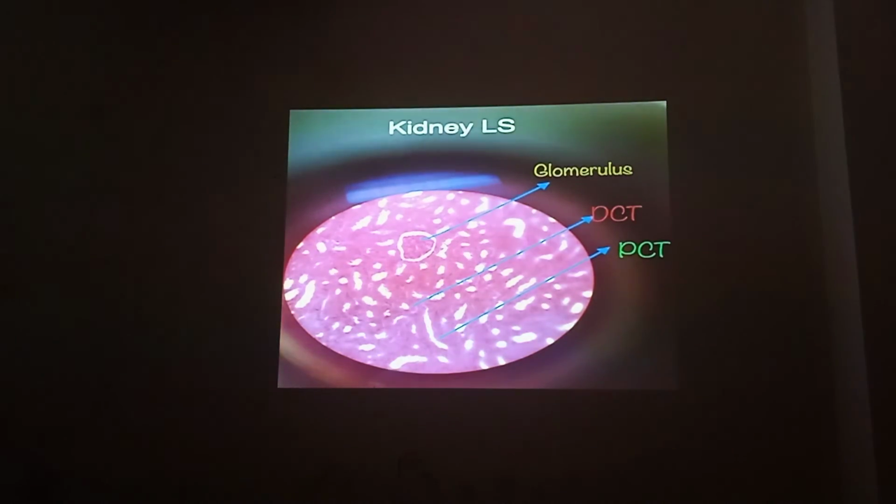Another slide of Vein's Pavapuri. This is glomerulus. Here is PCT. Again you can very easily observe that this is flattened and distal convoluted tubule, it is round. The lumen is round. Why? Because PCT is compressed, it is more lengthy, and DCT is not so lengthy.